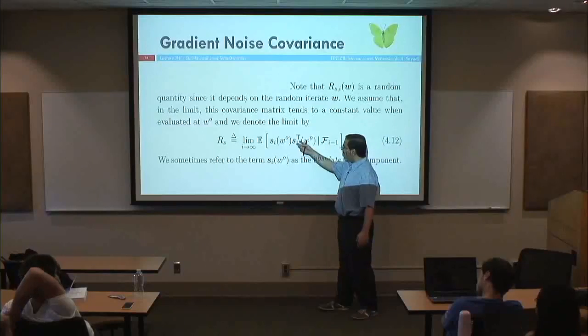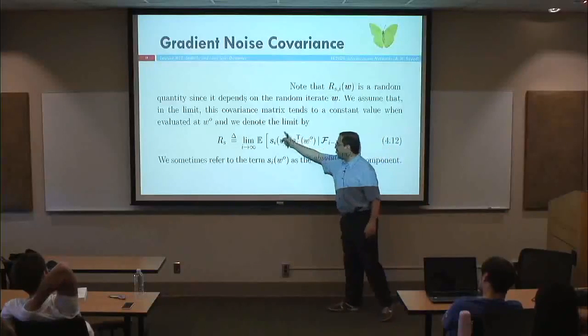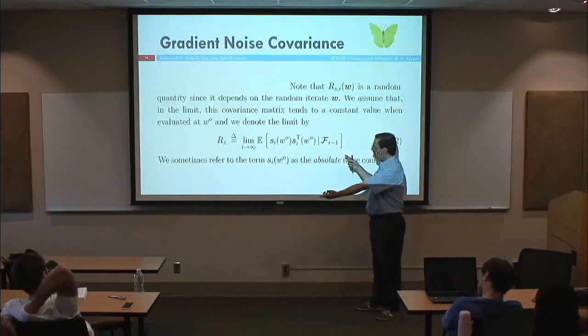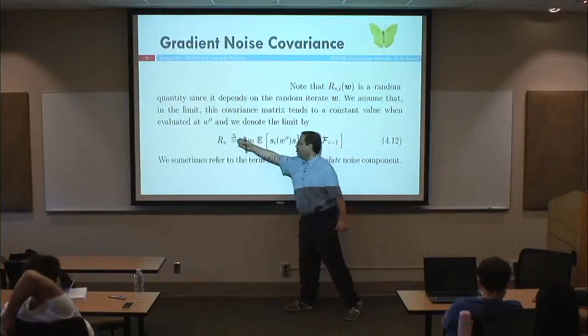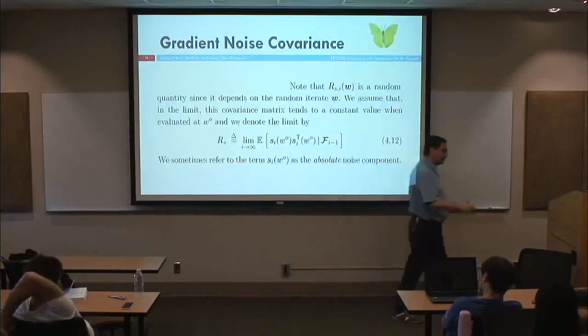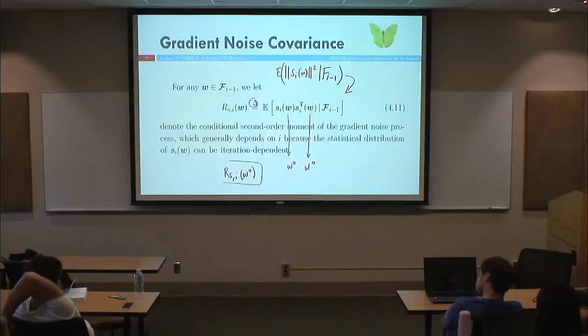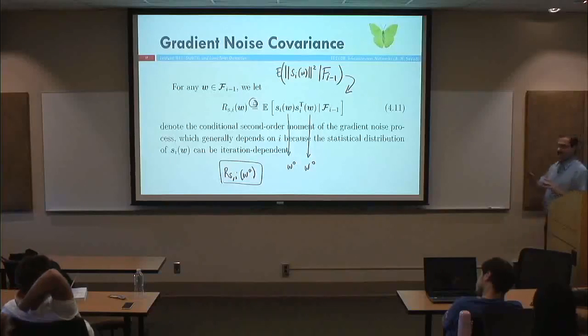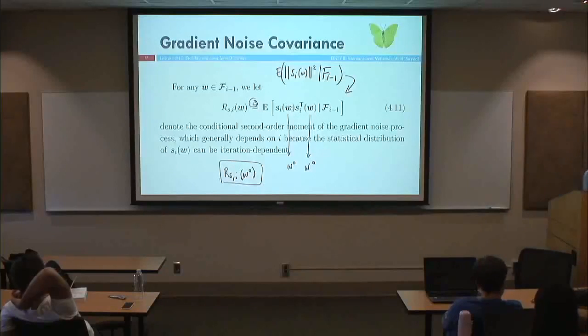If you take the limit as i goes to infinity, so in steady state, this covariance, which I just defined on the previous slide, at omega 0 goes to a constant value. It's okay that in steady state the limit of this approaches a constant value. I'm going to show you examples, okay? And I call that constant value R sub S.